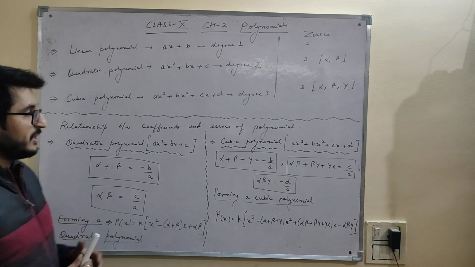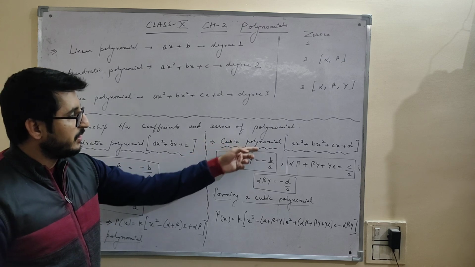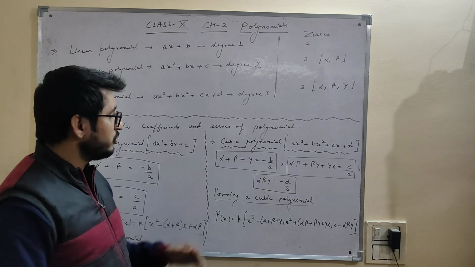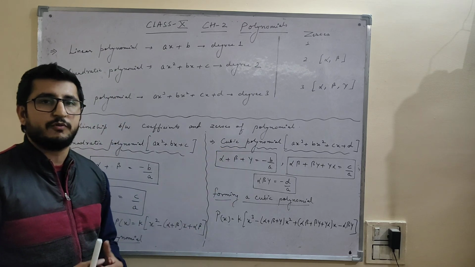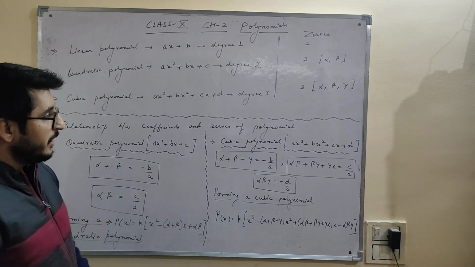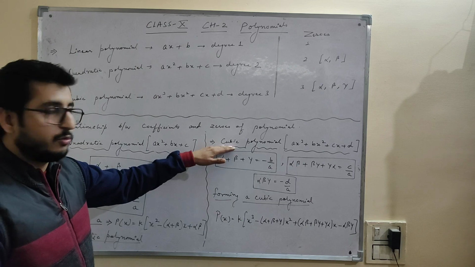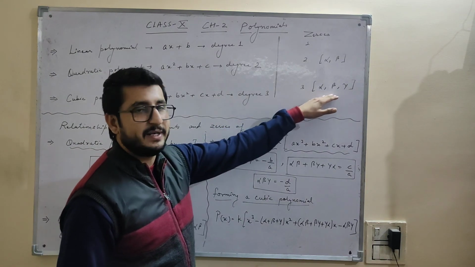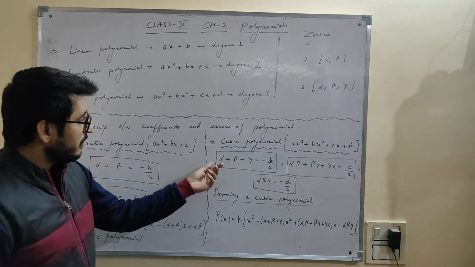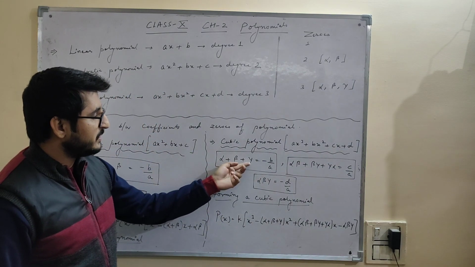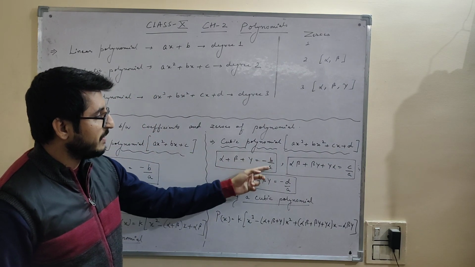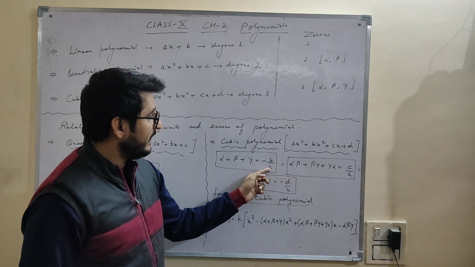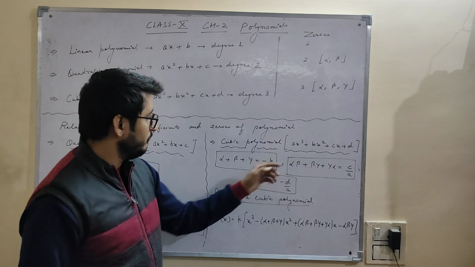Now, moving on to the next one, that is the cubic polynomial. Let's see how we will establish the relationship between the zeros of this cubic polynomial and its coefficients. Here, as I have earlier told you, it will have three zeros named alpha, beta and gamma. So here, alpha plus beta plus gamma will be equal to minus b by a, where b is the coefficient of x square and a is the coefficient of x cube.